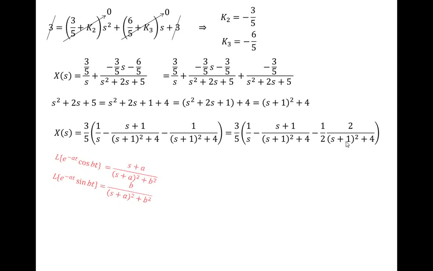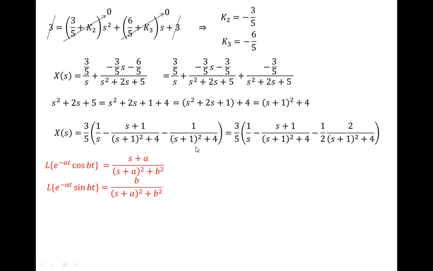To find the Laplace inverse of this, I need to use these two formulas. Laplace of e to the power minus at cosine bt is equal to (s plus a) over ((s plus a) squared plus b squared), and Laplace of e to the power minus at sine bt is equal to b over ((s plus a) squared plus b squared). The reason that I reshape s squared plus 2s plus 5 in this form is that I want to use this formula.